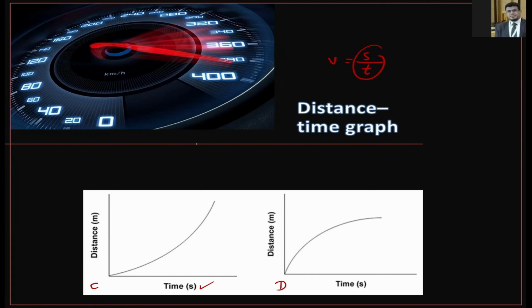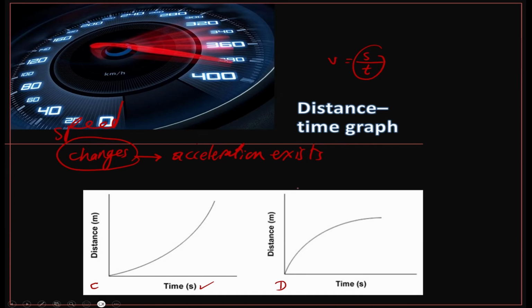Speed equals distance over time. But the graph is no longer a straight line. This means the speed is no longer constant. The speed here changes. What does this remind you of? This reminds you of when the speed changes, acceleration exists. So we have here acceleration.